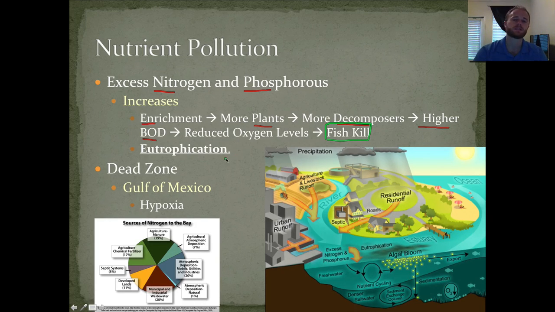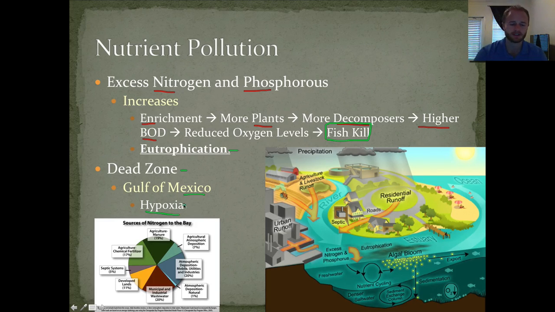What is this whole process called? Well, when you have enrichment causing the dissolved oxygen to decrease, it's called eutrophication. And eutrophication happens in many different places, but one big example is called the dead zone, which we'll look at in class a little bit more. And that is in the Gulf of Mexico where hypoxia occurs.